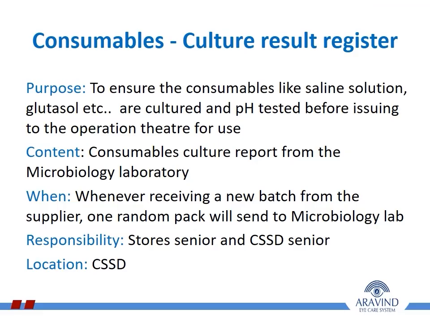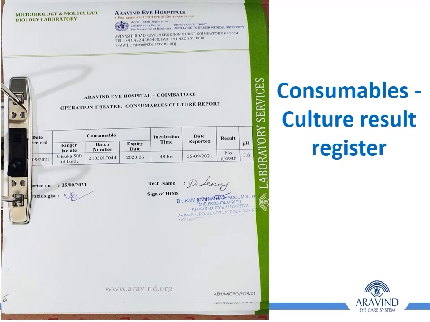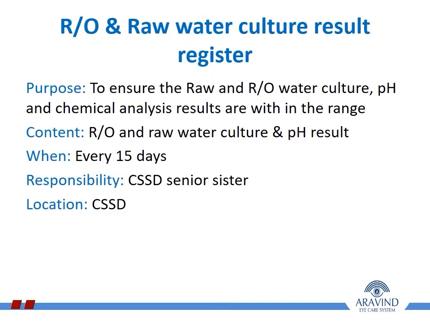Consumables culture result register. The purpose is to ensure the consumables like saline solution, glutazole, etc. are cultured and pH tested before issuing to the operation theatre for use. It contains consumables culture report from the microbiology laboratory. The entry is made whenever receiving a new batch from the supplier. One random pack will be sent for the microbiology lab for the culture result to be recorded. This picture shows the consumables culture result register.